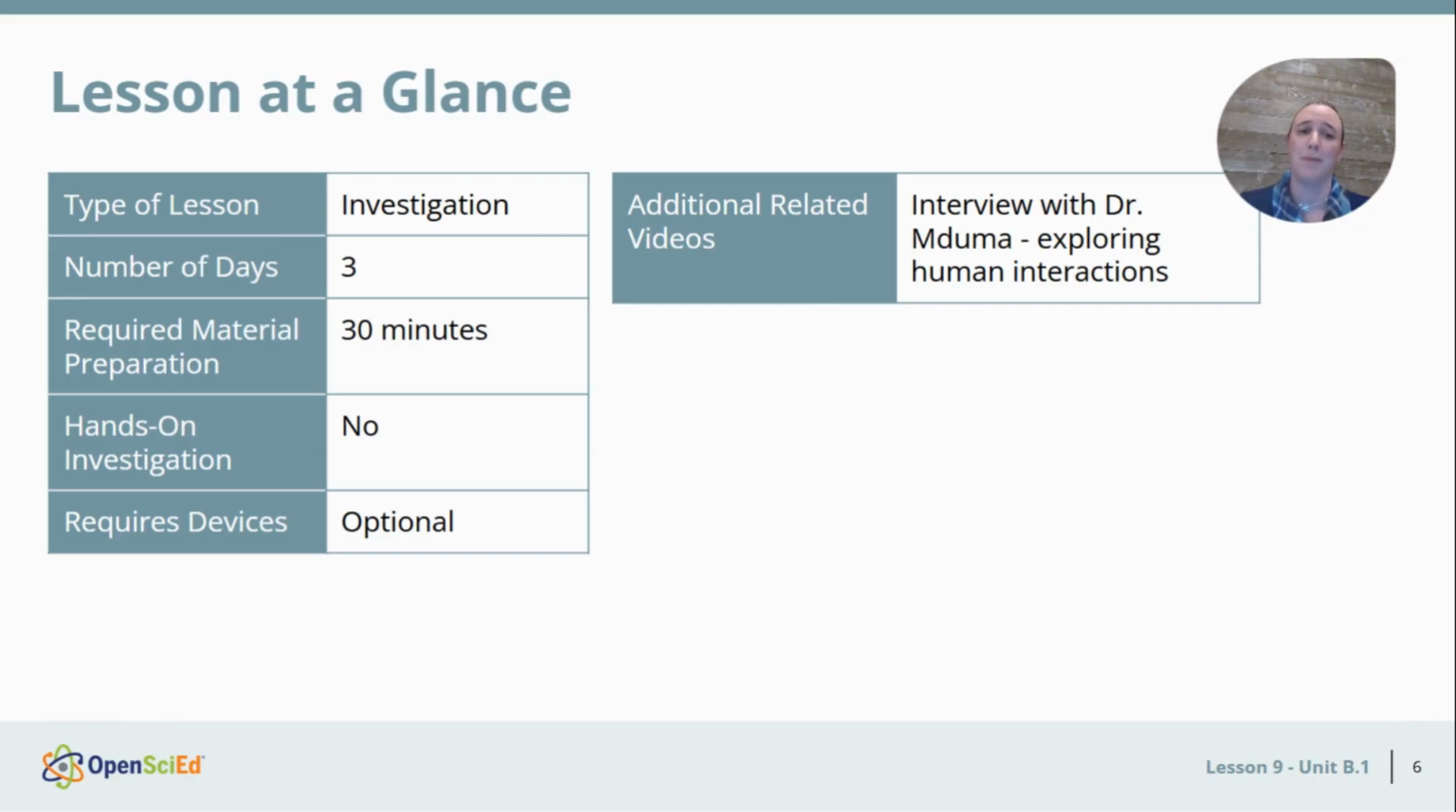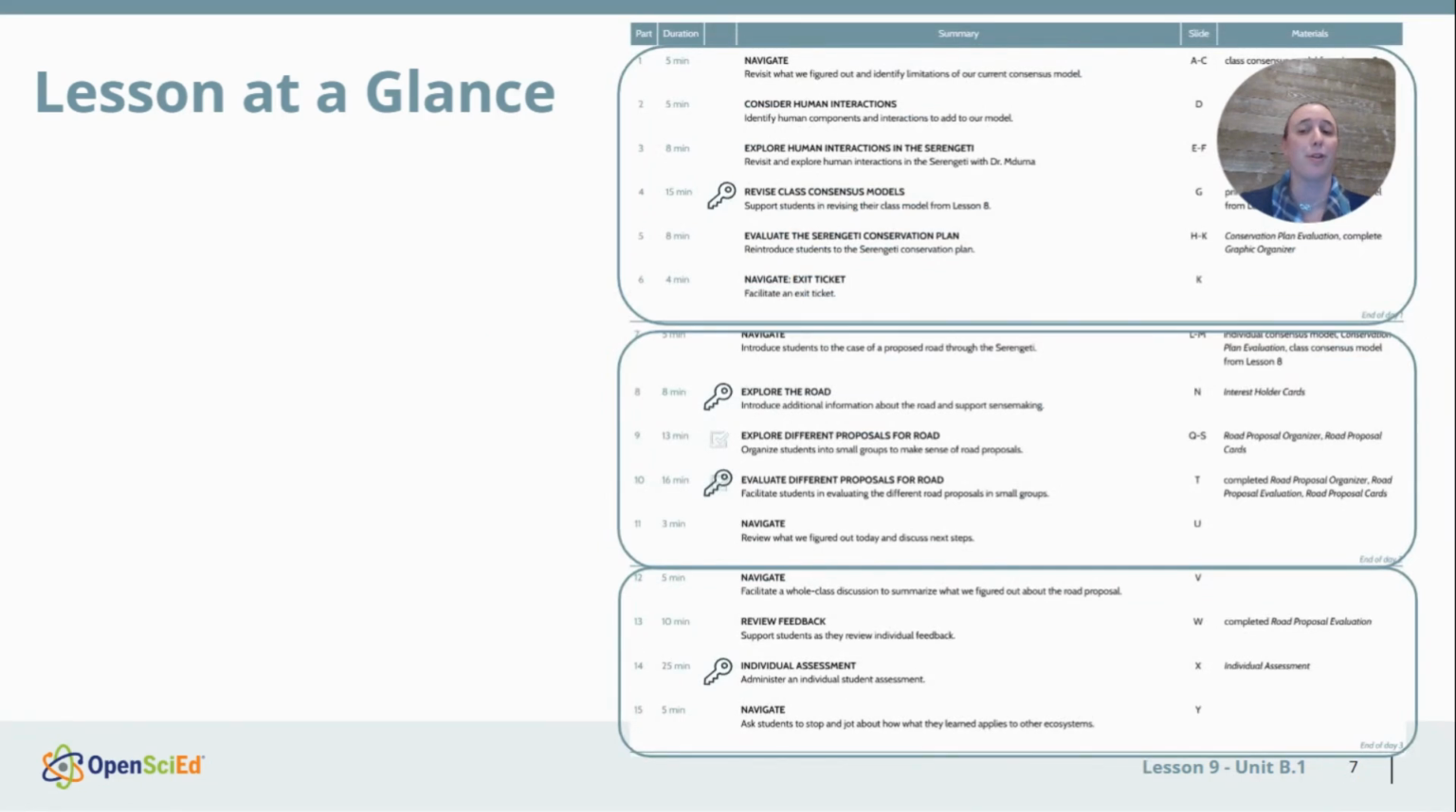I use digital copies of the road proposal organizer and road proposal evaluation documents and printed out and laminated copies of the interest holder cards and the road proposal cards. I made 2 sets per table of the interest holder cards and 1 set per table of the road proposal cards. You will use the interview video in part 3 on day 1, so you may want to preview the video and have it queued up and ready to show. There are 3 big chunks in this lesson. Let's discuss what's happening in each.